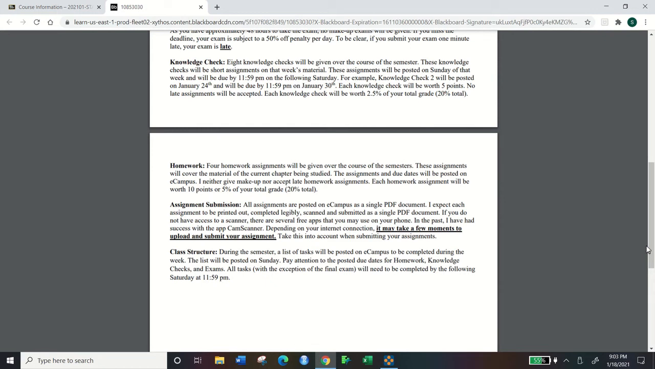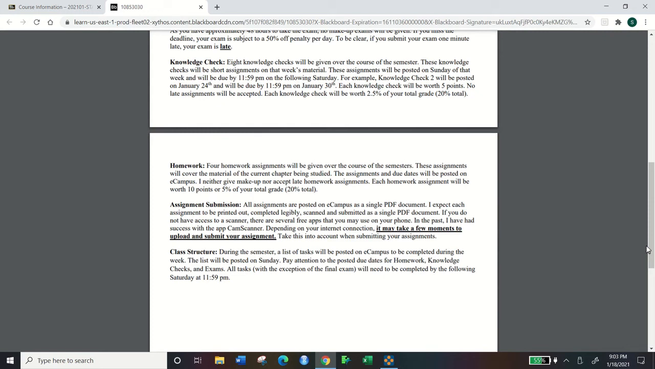So the points themselves don't necessarily matter, but I'm letting you know that I will make each assignment out of 5, and you can cut that score in half and realize exactly how much percentage of your total grade you've earned. And I follow a similar system with the homework.